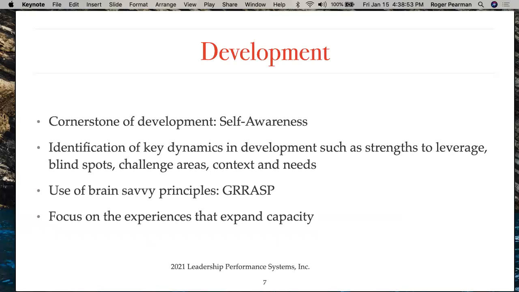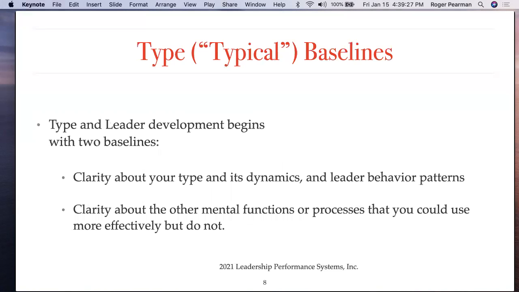We would contend that the evidence is pretty compelling that a cornerstone of development is self-awareness, but it's not sufficient. You have to know what it is that you bring to the table as strengths to leverage and what your blind spots might be, what the particular challenges are and the needs that need to be addressed, and to be very mindful of the principles of learning, which we just covered a moment ago, and to make sure that when we select experiences to stretch and expand our capacities, we do so in a thoughtful, meaningful way.